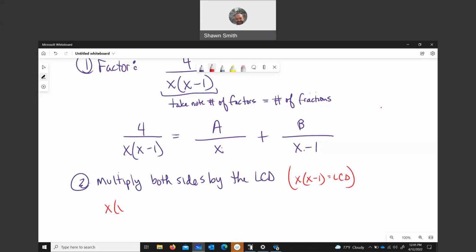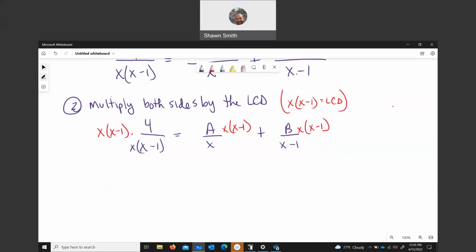All right, so I have x times (x minus 1) multiplied to the 4 times the (x minus 1), x times (x minus 1). With this, all your fraction denominators should clear out. You shouldn't have any denominators left over. Step 3. Simplify.